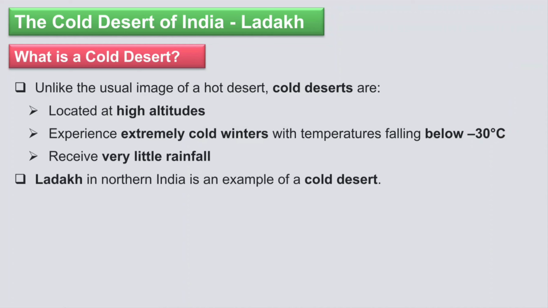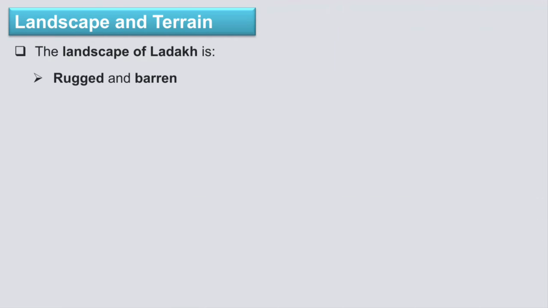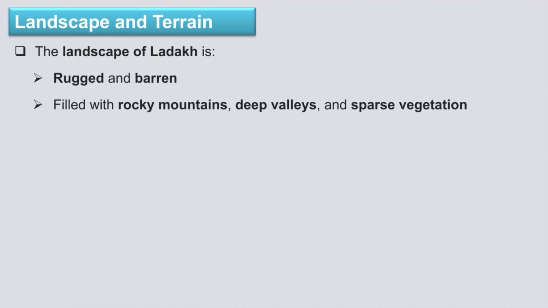Okay, and Ladakh in northern India is an example of a cold desert. So how is the landscape and terrain of this cold desert? Okay, the landscape of Ladakh is rugged and barren. Okay, it is very much rugged and very much barren, means very dry. You will not be able to do farming there. Okay, agriculture is not at all possible. So it is filled with rocky mountains, deep valleys, and sparse vegetation. Okay, very little vegetation is possible there.